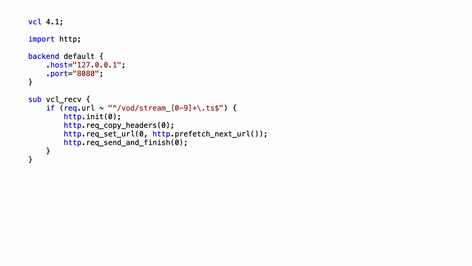Here's our VCL code, and again we start off by importing the vmod. And then we intercept requests where the URL matches our streaming pattern. If it does, we initialize the HTTP client and use a function called http.prefetchNextURL to guess what the next URL will be. And again we perform a fire and forget, hoping that the content eventually will be stored in cache without blocking this transaction. That was it for this week.